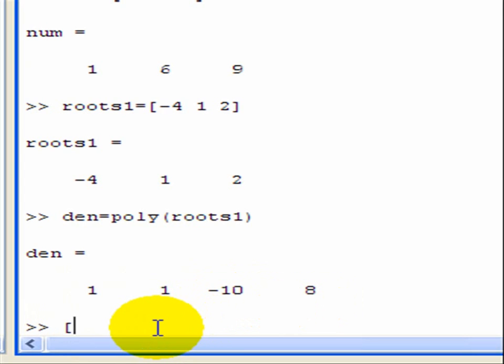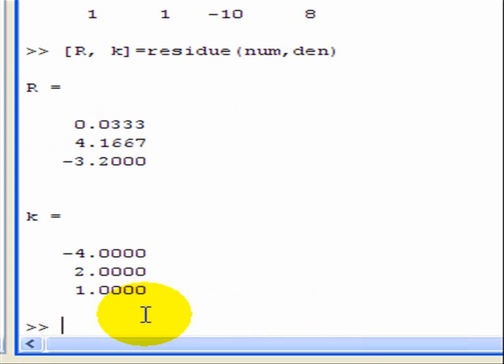Now we use our residue function. R will give us the coefficients a, b, c. K will give us back our direct term. And then we use the function residue and we put in our numerator and our denominator. What we have is the following. We get back our roots, negative 4, 2, and 1.